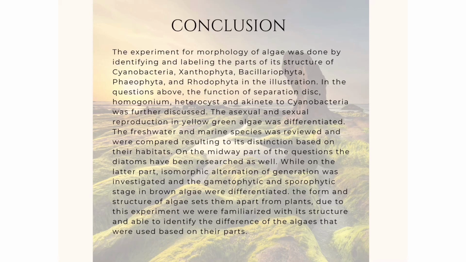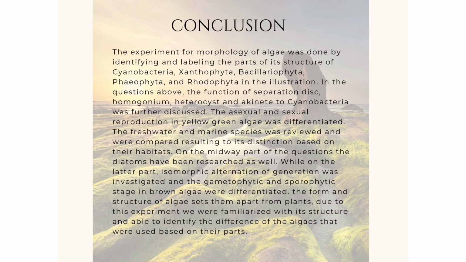So, the experiment for morphology of algae was done by identifying and labeling the parts of the structure of Cyanobacteria, Xanthophyta, Bacillariophyta, Phaeophyta, and Rhodophyta in the illustration. In the questions above, the function of the separation disc, hormogonium, heterocysts, and akinetes to cyanobacteria was further discussed. The asexual and sexual reproduction in yellow-green algae was differentiated. The freshwater and marine species were reviewed and compared, resulting in their distinction based on their habitats.